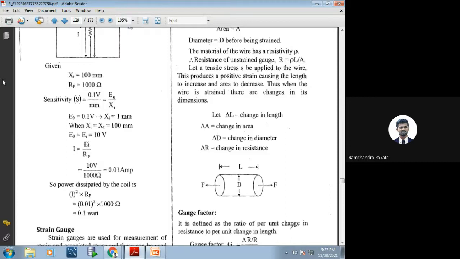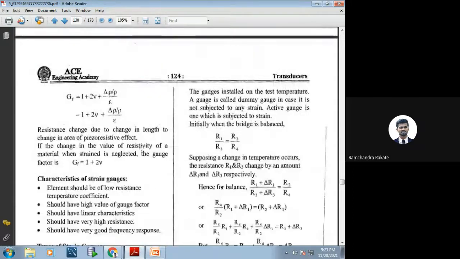we'll put this value of I equal to EI upon RP. So that is 10 volt upon 100 volt. So the power dissipated by the coil is I square into RP. So I, what we have, 0.001 and into the 1000 ohm. So what do we get? The power dissipated is 0.1 watt. Correct.